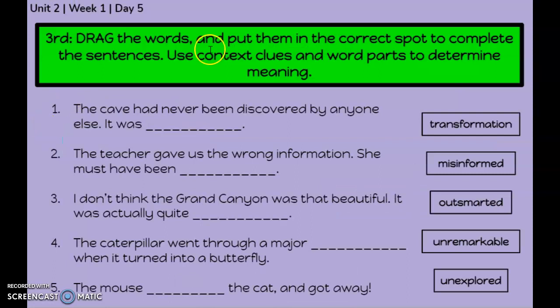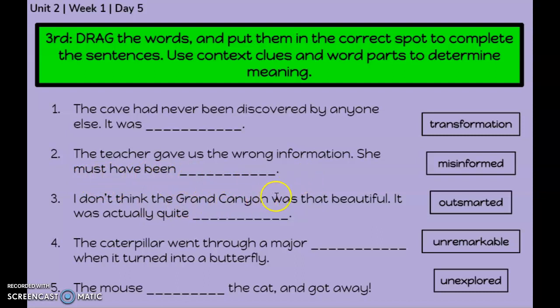Then you are going to drag the words and put them in the correct spot to complete the sentences. You're going to use context clues and word parts to determine meaning. So I'm going to read these 5 for you, and then you're going to drag them yourself. The cave had never been discovered by anyone else. It was blank. The teacher gave us the wrong information. She must have been blank.